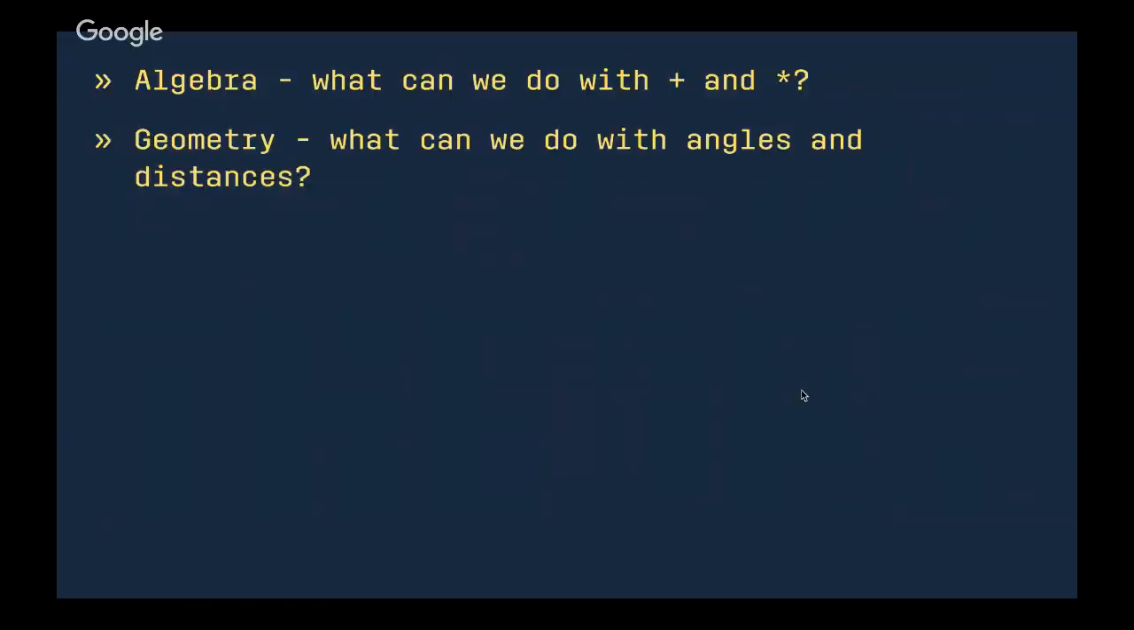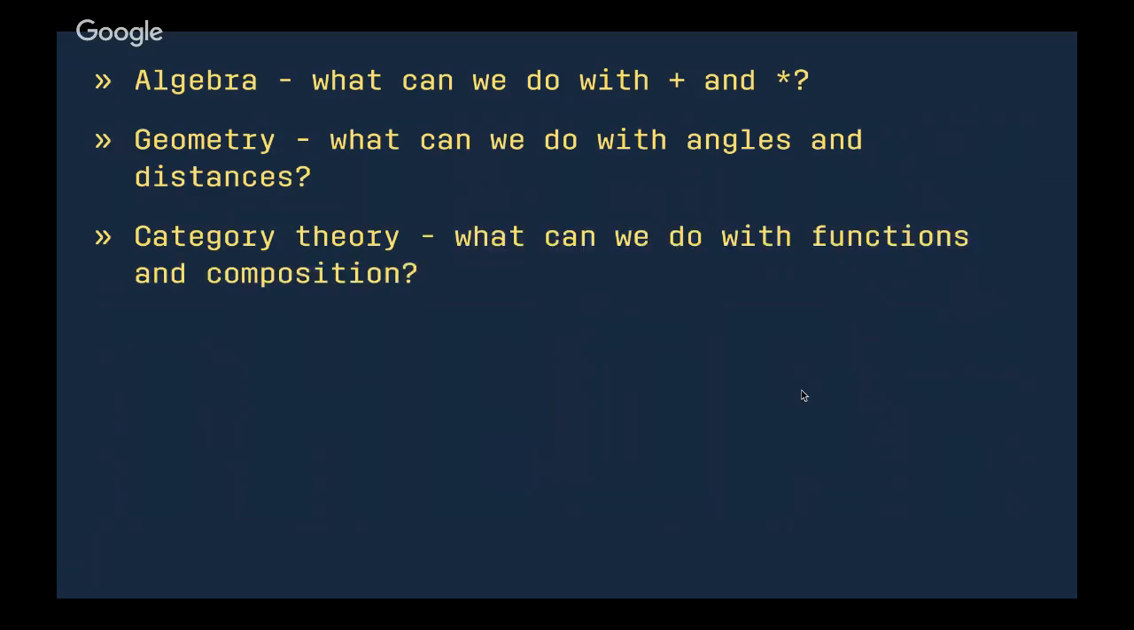Somewhat similarly, geometry is what you say about angles and distances, or if those are primitives, what proofs can you make? What are the relationships between these concepts? Somewhat similarly, category theory is a branch of math that talks about rules about a domain. Category theory really is the study of functions and composition. In the same way that plus and times are primitive notions of algebra, functions and composition are the primitive notions that category theory talks about.